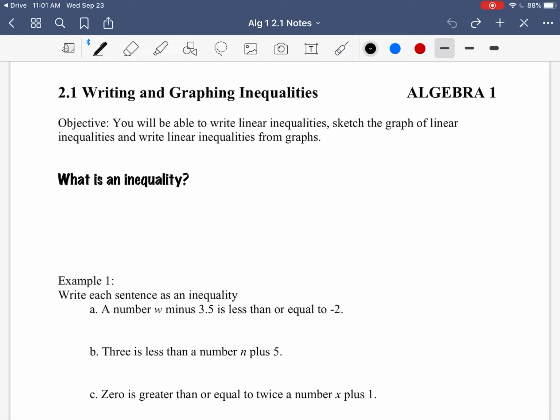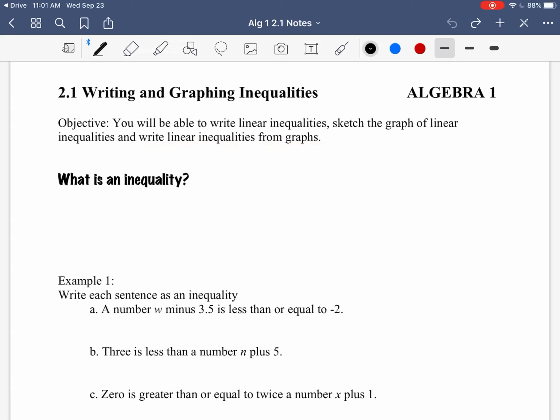Hello. Lesson 2.1, we're going to be writing and graphing inequalities. So our objective for this lesson is you'll be able to write a linear inequality, sketch the graph of linear inequalities, and write the linear inequalities from a graph.